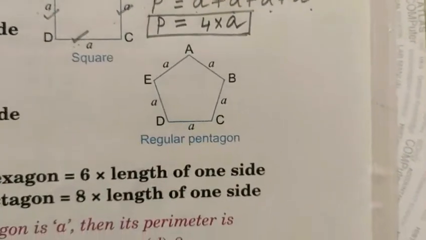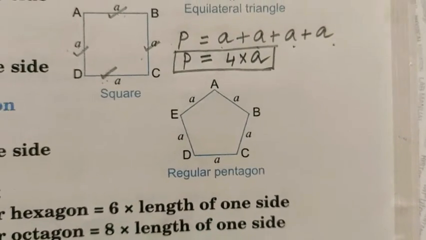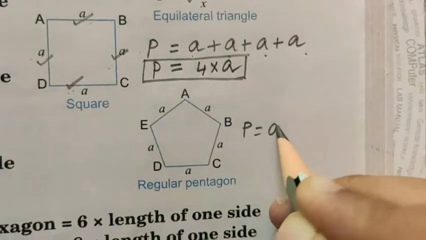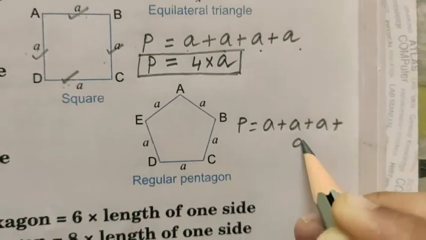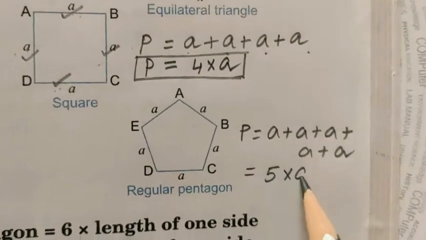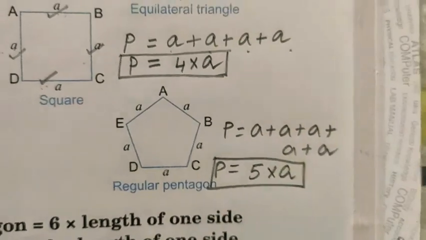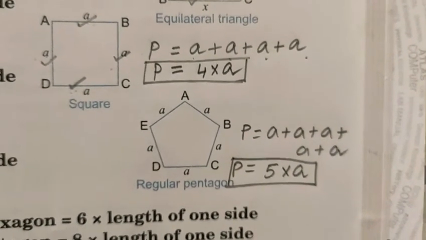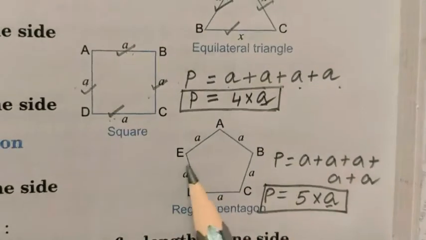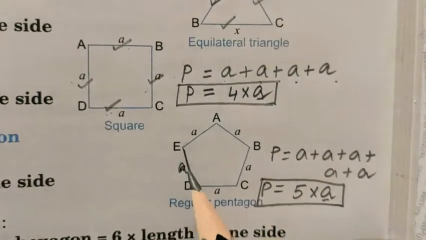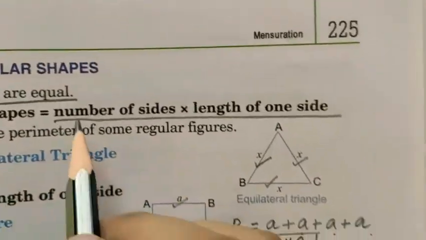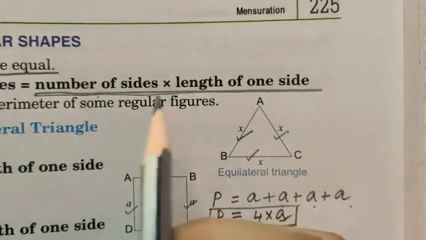In any case, a pentagon means a figure that has 5 sides. In that case, what do we have to do? To find the perimeter we have to add the side 5 times. Without adding 5 times, we can easily multiply it with 5. So the perimeter of a regular pentagon is 5 into a. Here a is the length of one side. Since the shape is regular, every side has the same value, and a is the length of any one side. So from there this formula comes: number of sides into length of one side.